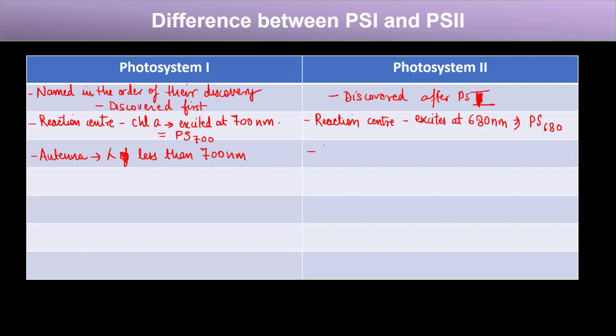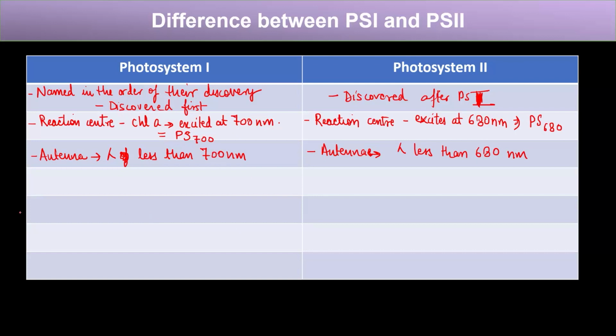And in the case of photosystem 2, the antenna has wavelength less than 680 nm, because here the reaction center is of 680. So the wavelength of the antenna in the case of photosystem 2 will be less than 680 nm.